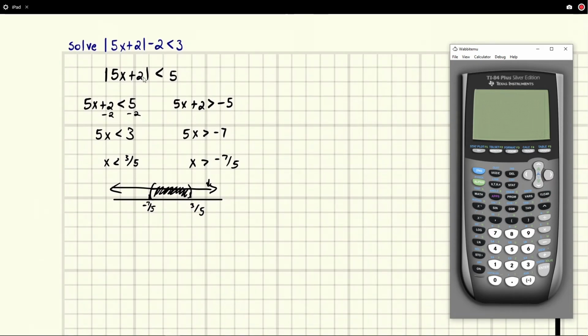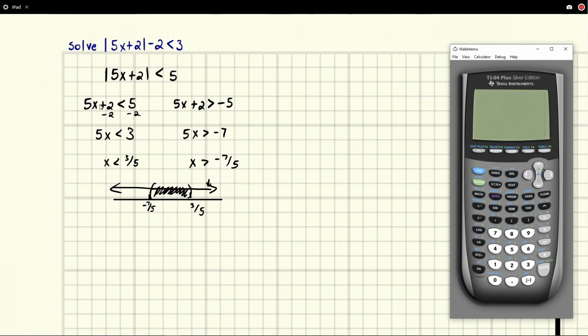So 5x plus 2, well, let's pick a value in here. 0 is in the interval, so that's a really easy one to check. If we do 0, that'd be 0 times 5, well, that's 0 plus 2, and the absolute value of 2 is 2, and that's less than 5. So 2 is less than 5, so we see that this interval appears to check out. Now we can check the two endpoints.